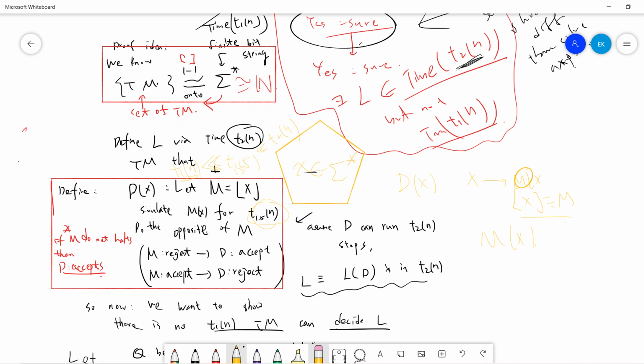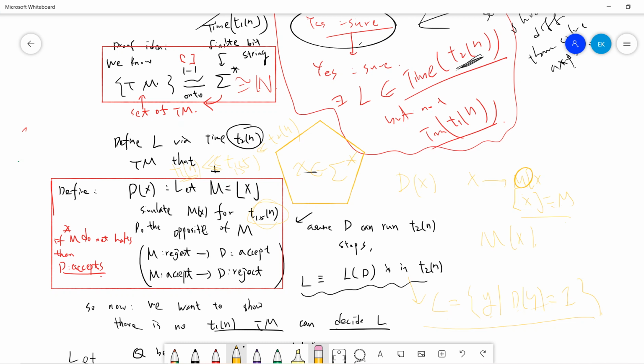So we define L to be the language decided by D. If you don't know the terminology, this means that L is the set of answers Y where D(Y) is 1. Basically, I collect all the strings which make D output true, collect this set of strings, and call it L.